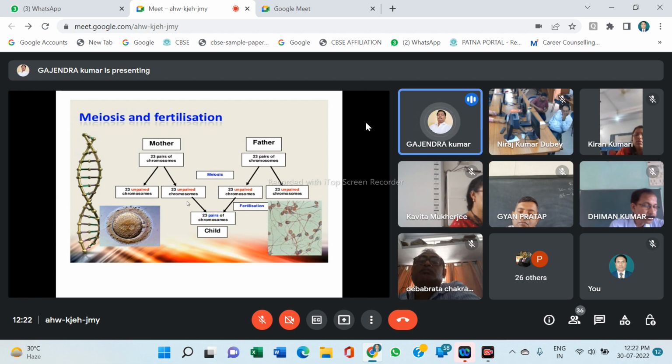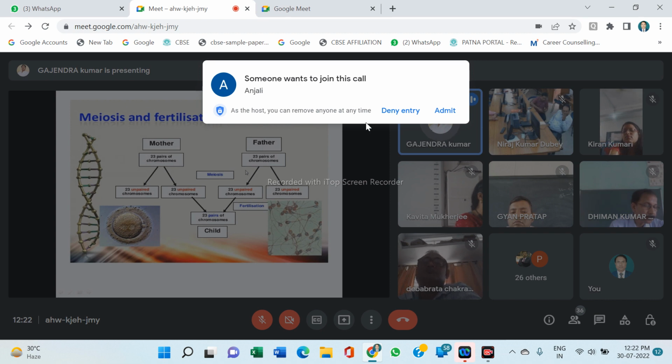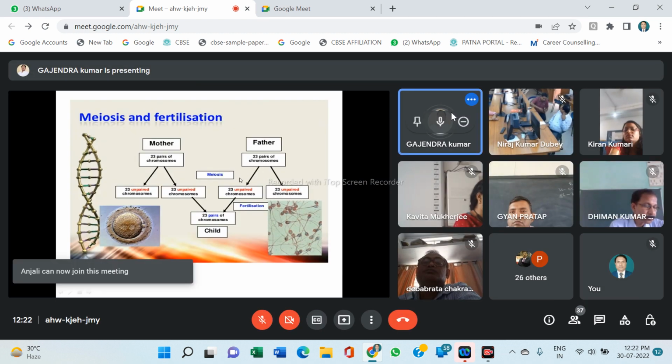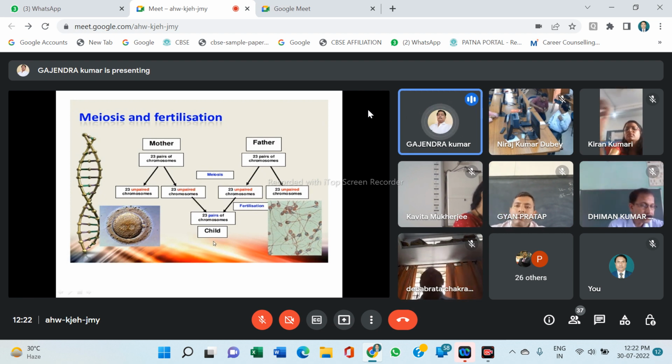Yes, 23 came from the mother after reduction division, that is the egg formation, and 23 came from the father side after the meiotic cell division and gamete formation, that is the sperm formation. So haploid, haploid, diploid: 23 and 23 make 46, and this is the child.